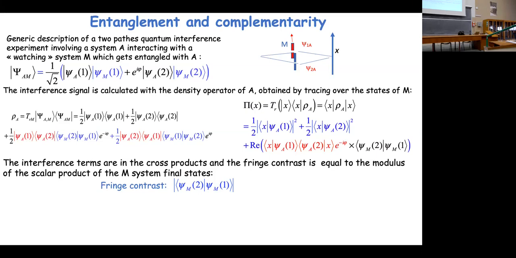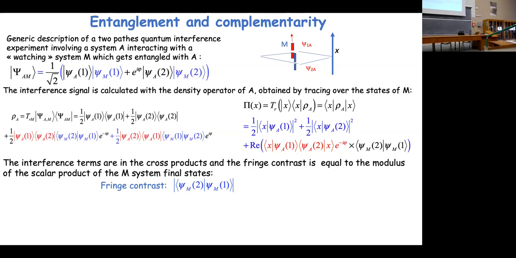So you see that two different things may happen. If this device has no coupling to the system or does not give you any information, psi m1 and psi m2 would be equal, and this scalar product will be 1. So you have a large contrast. Now assume that psi m1 and psi m2 are orthogonal to each other. It means that you have maximum information. If you find this result, you know that you went through path 1. If you find this result, you know that you went through path 2. Psi m1 psi m2 is equal to 0, and the fringe disappears.